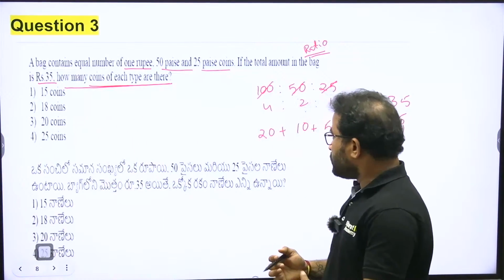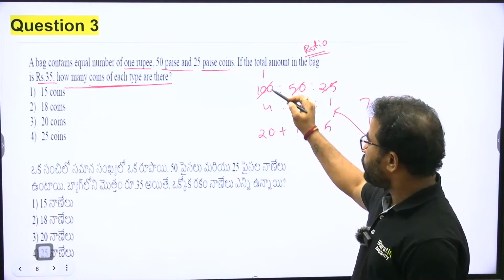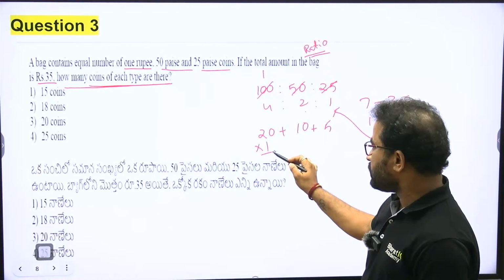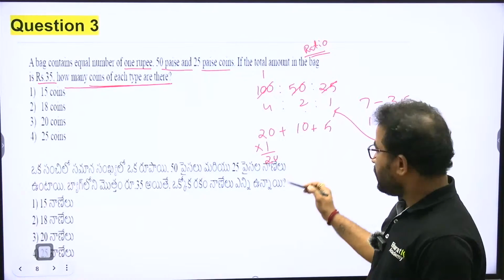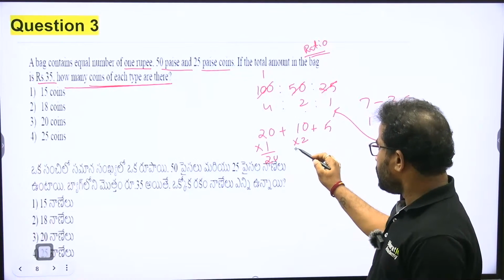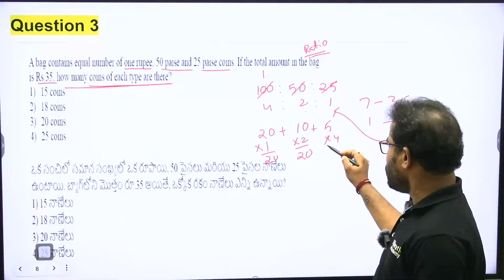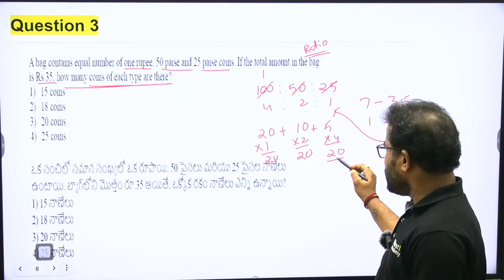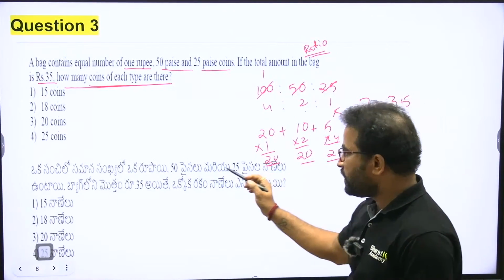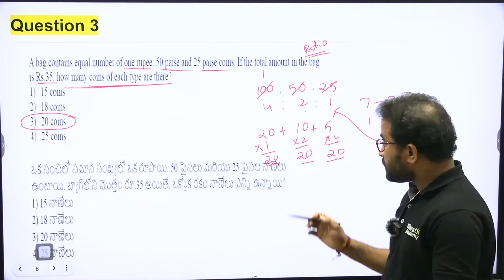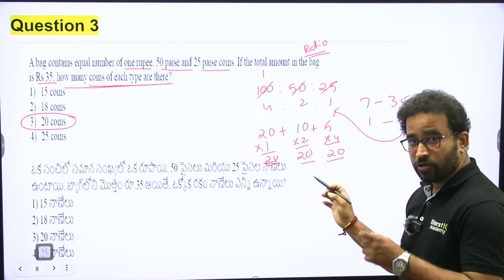From the coins point of view, the total number of 1 rupee coins is equal to 5 into 2. 1 rupee, that requires 20 coins only. Here we are getting 10 into 2, which is 20 coins. Here this value is equal to 5 into 4, 20 coins only. Each type of coin, how many coins are there here? 20 coins only. They are not asking to find out the total coins.